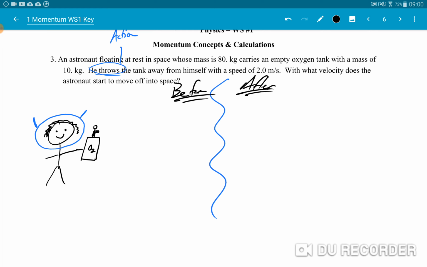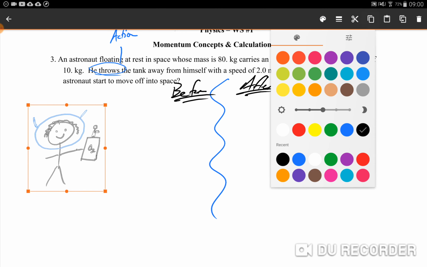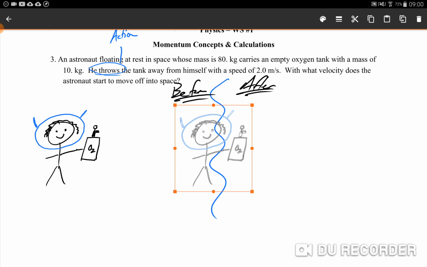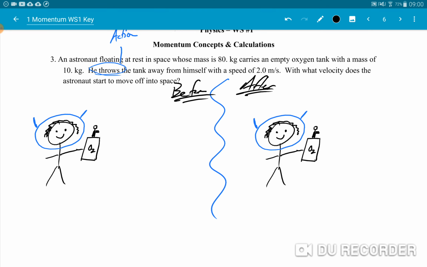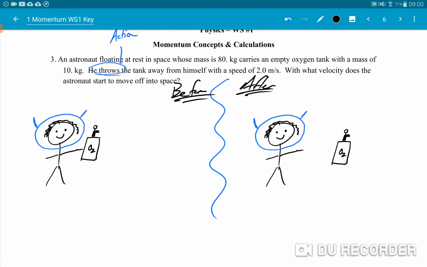Okay, so then he throws it, and I'm going to copy this because I'm not going to get anywhere close to being able to replicate exactly what I drew. And paste that there. Okay, cool. And so now he threw it over there. If he threw it, it goes at a speed of 2 meters per second here. So this tank has a speed of 2 meters per second.